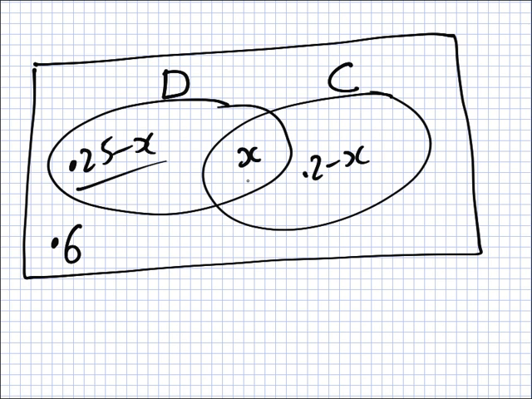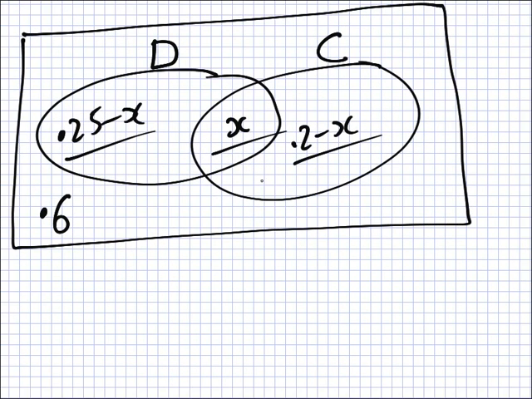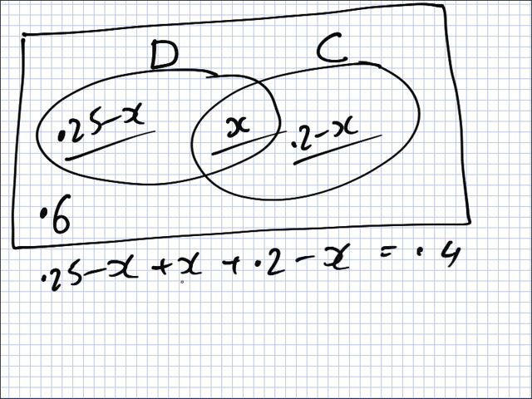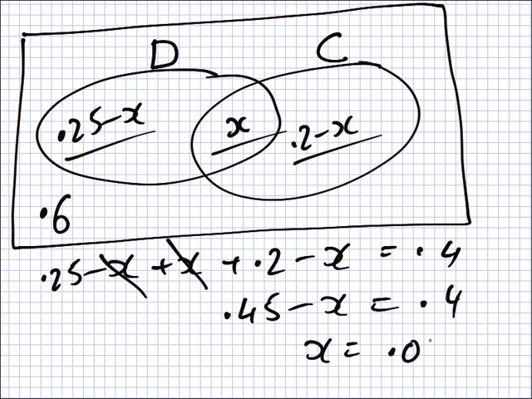Now what should those 3 numbers add up to? Yeah, just the 3 of them should add up to 0.4. All of them should add up to 1. So 0.25 minus X plus 0.2 minus X should equal 0.4. Cancel, cancel. 0.45 minus X equals 0.4. So X equals 0.05. Yeah.